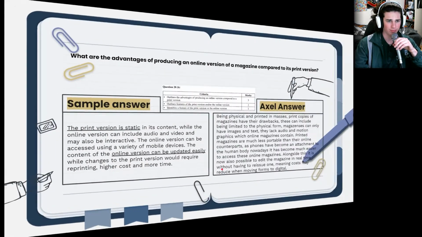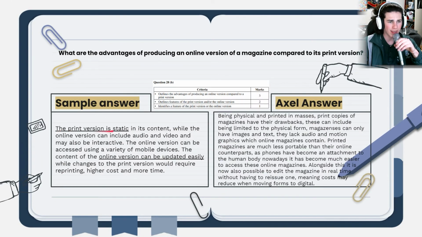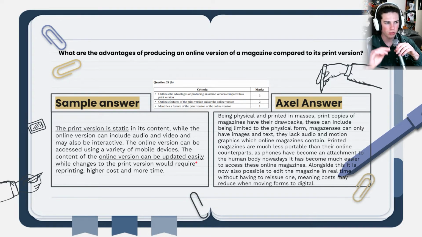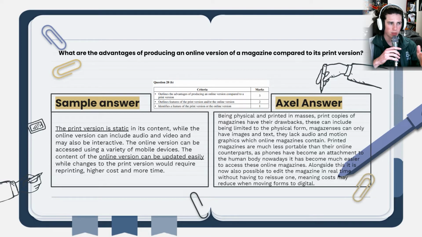Nice and easy. Alright, a print version is static. That's the main thing we need to just think about. A print version is static. It can't move, can't think, can't talk. While the online version can be updated easily. Easy as that. Now, elaborating onto this, just to make sure that we get the marks, because if you just write that, it's correct. But you're not going to be getting any marks. You get 1, maybe not even.